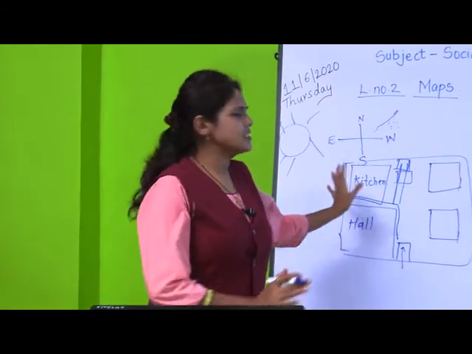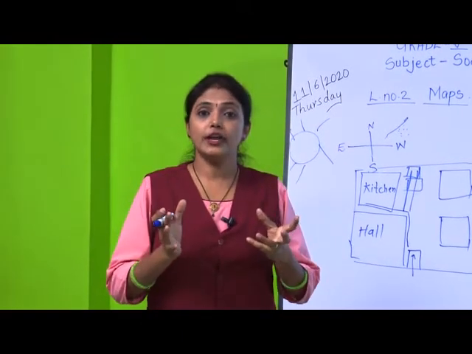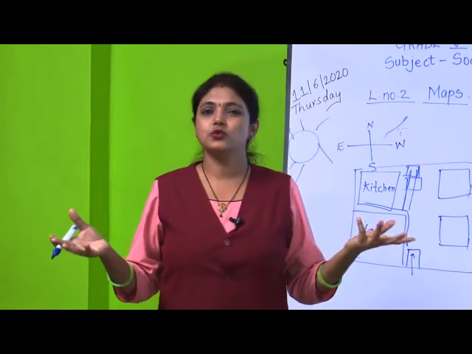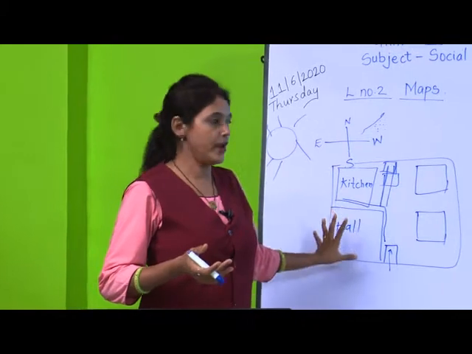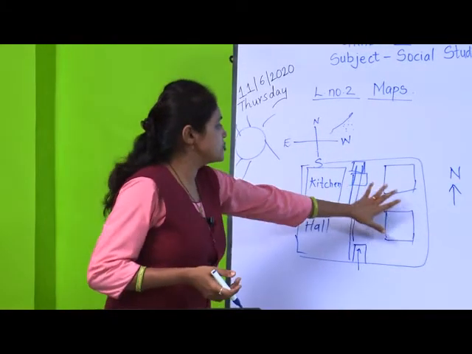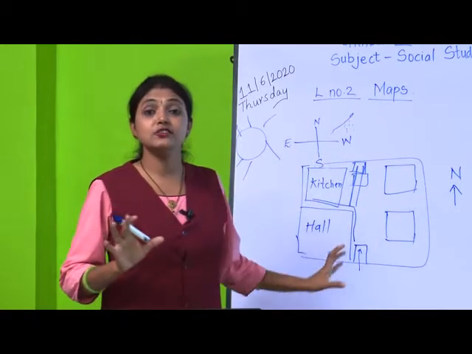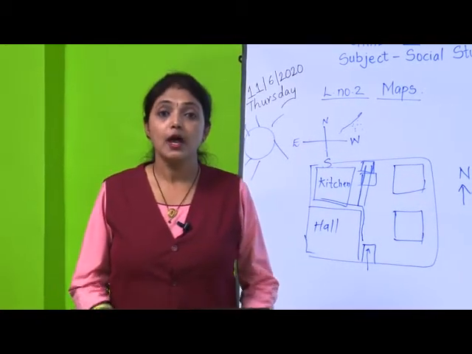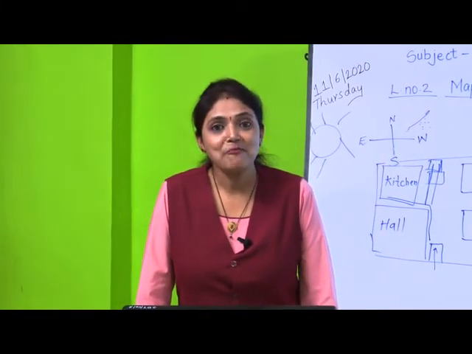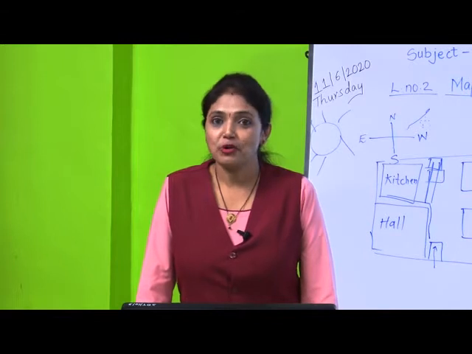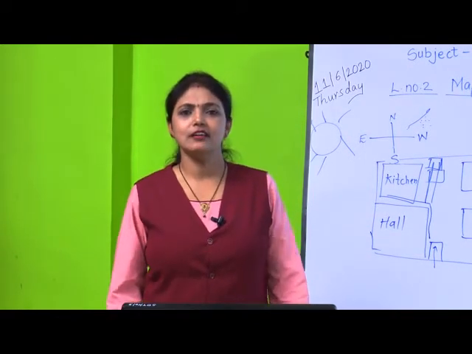Now this is the small map of my house, or if you are drawing the map of your classroom, it is so easy. The classroom is square or rectangular, the benches are arranged, the blackboard is there, the cupboard is there, you can show it through a map. But if you are asked to draw the map of the world, is it possible for us to show the map of the world accurately?